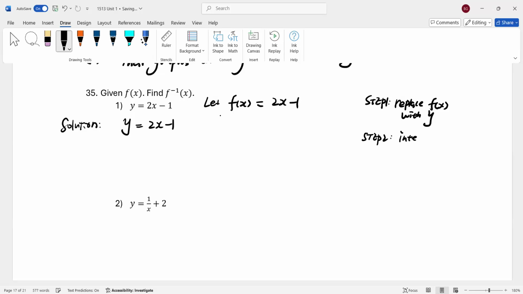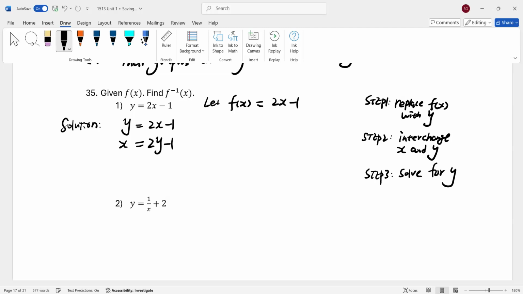Step 2, interchange x and y. So in this equation, y equals 2x minus 1, everything else is the same. But when you see y, you write it as x. When you see x, you write it as y. Interchange x and y. That's the step 2.